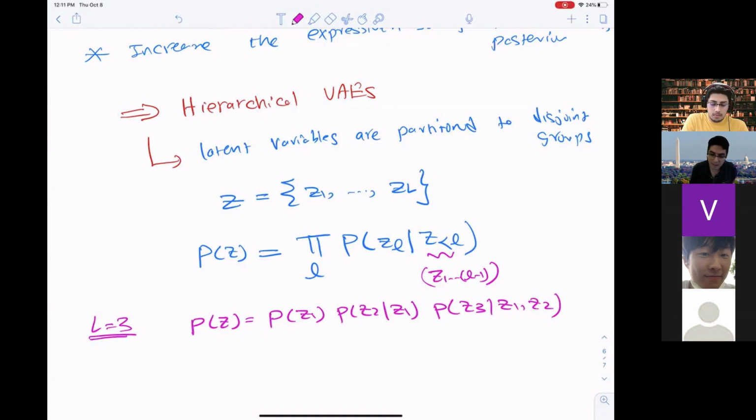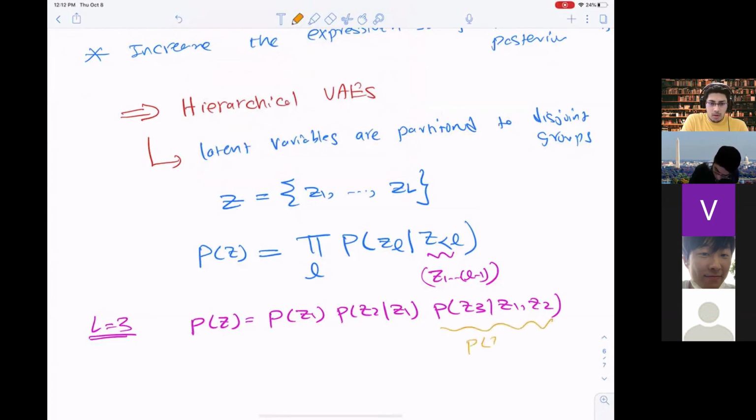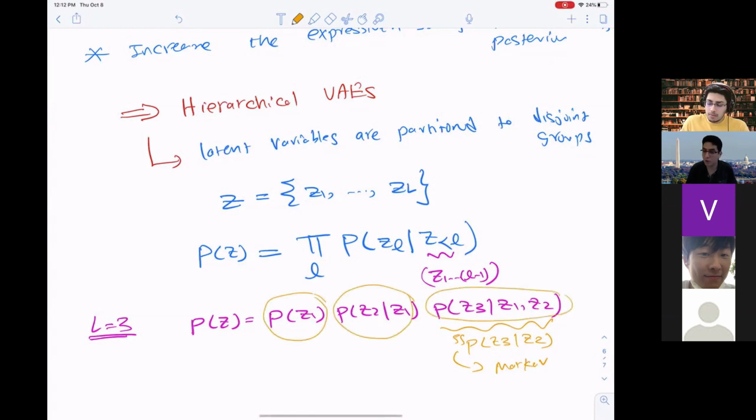Now, if you want to have this term only depend on the previous one, Z2, that's going to be called Markov hierarchical VAEs. So that's one simple case, where you make the assumption that the distribution of Z3 given Z1 and Z2 is basically the distribution of Z3 given Z2. Now you can have distributions for each of these conditional terms, usually represented by a Gaussian, but with their own parameters. So you'll have a stronger prior on your Z.